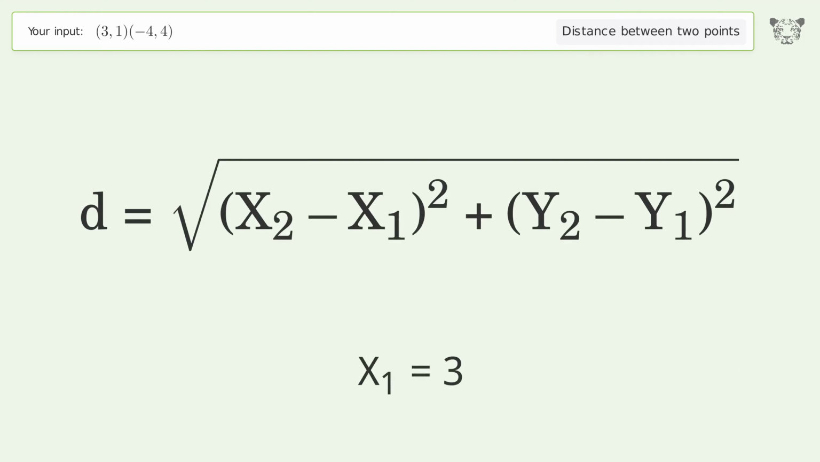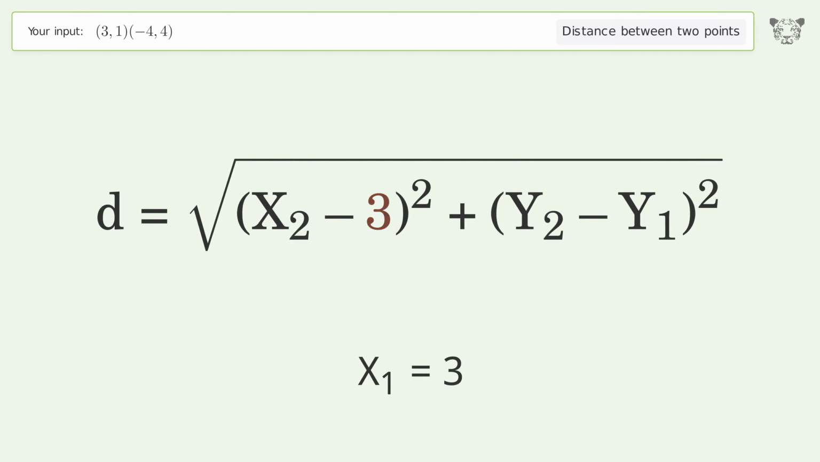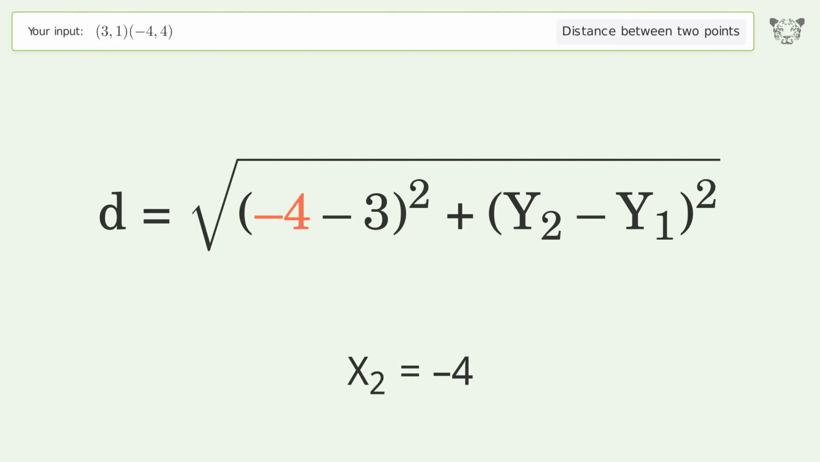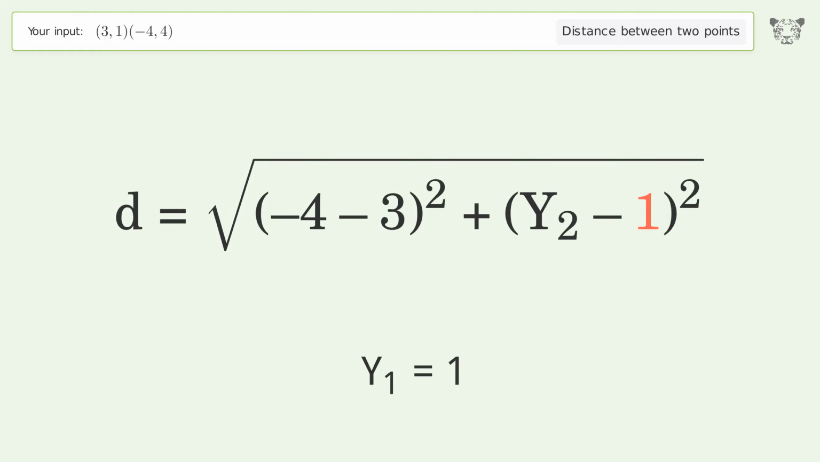x1 equals 3. x2 equals -4. y1 equals 1. y2 equals 4.